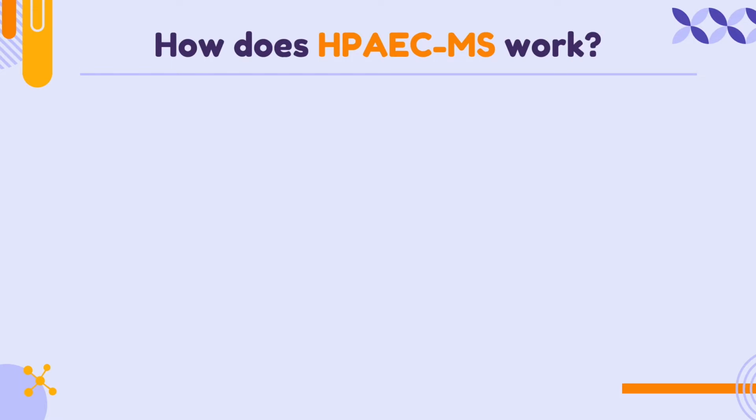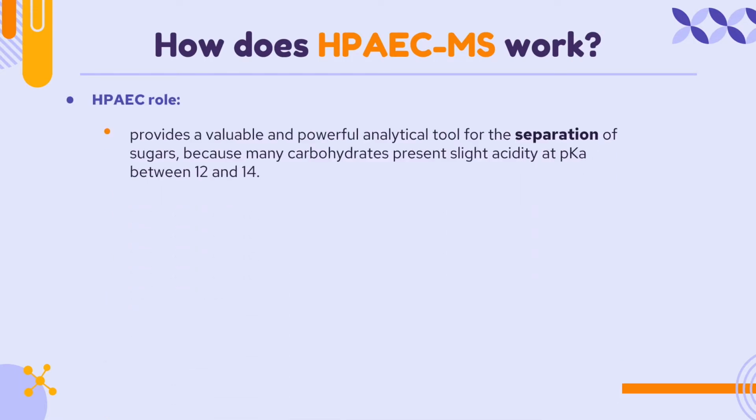Assalamu alaikum warahmatullah. My name is Abdulaziz Sabr, and today I'm going to talk about the high pressure anion exchange chromatography that is coupled to mass spectrometry analytical method and how it does work. The first thing we have to know is that it's a two-step process. The first step is the high pressure anion exchange chromatography. It provides a valuable and powerful analytical tool, and its main function is that it separates the sugars in the honey sample. So it is mainly used for the separation.